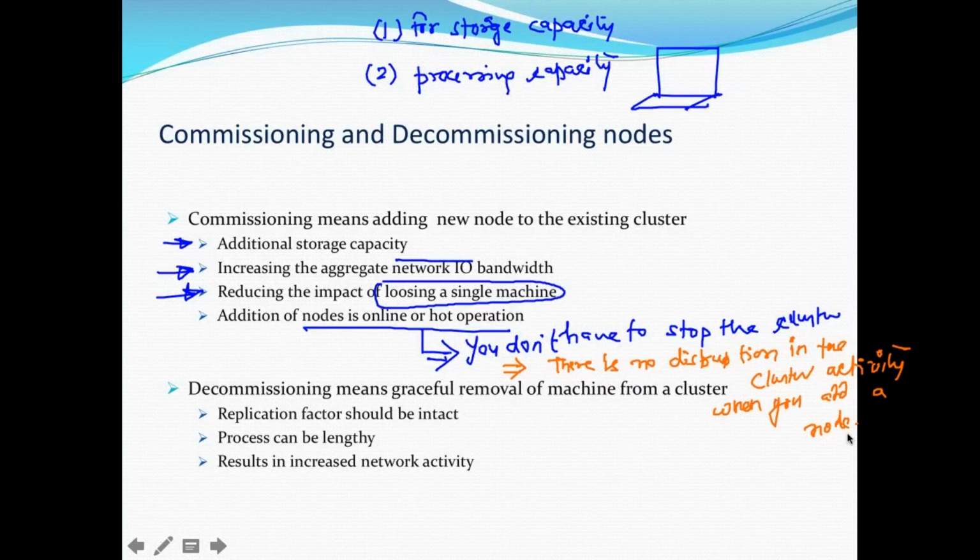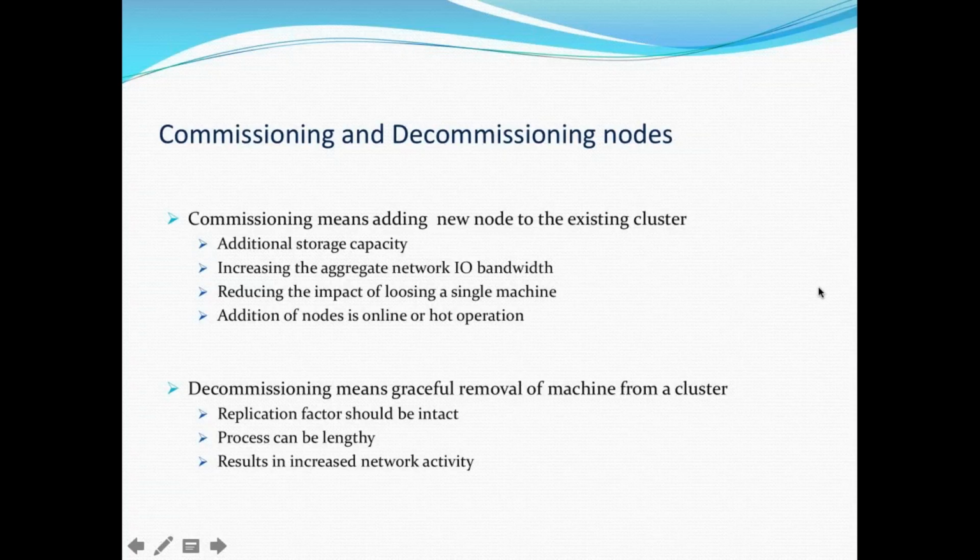Decommissioning means graceful removal of the machine. Now, decommissioning is removal of a machine, right? But I would also say there is a non-graceful decommission, which means someone enters this machine and says kill -9 on the data node process ID. So you are forcefully killing the data node process by using kill -9. That's a non-graceful decommission. What will happen in a non-graceful decommission?